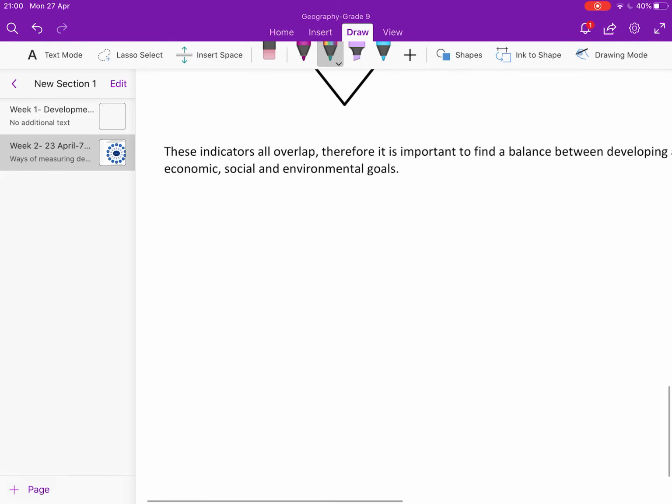Okay, so it is important to note, guys, that all of these different indicators overlap and they are very dependent on one another. So it is important to remember that we need to develop all three of these subsections called economic, social, and environmental in order to make a country develop optimally. It's very important to keep that in mind.